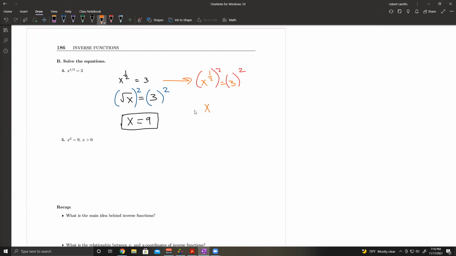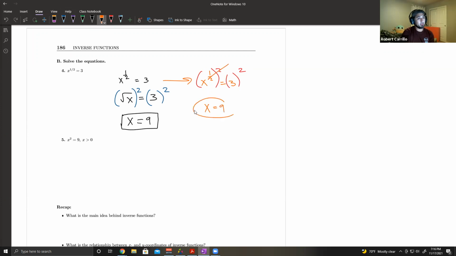And that's why these powers would cancel and leave you with x equals 9. So that's why the square root raised to the second power would cancel. Okay. Now let's try number 5.